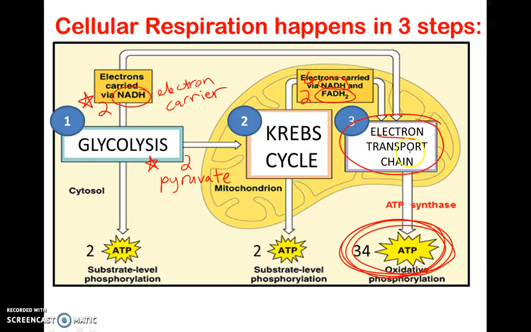Because again, we need electrons here. This is what's going to produce the bulk of our ATP, which is the overall goal of cellular respiration.